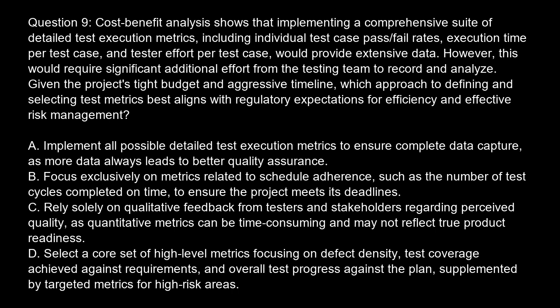Option A. Implement all possible detailed test execution metrics to ensure complete data capture, as more data always leads to better quality assurance. Option B. Focus exclusively on metrics related to schedule adherence, such as the number of test cycles completed on time, to ensure the project meets its deadlines. Option C. Rely solely on qualitative feedback from testers and stakeholders regarding perceived quality, as quantitative metrics can be time-consuming and may not reflect true product readiness. Option D. Select a core set of high-level metrics focusing on defect density, test coverage achieved against requirements, and overall test progress against the plan, supplemented by targeted metrics for high-risk areas.